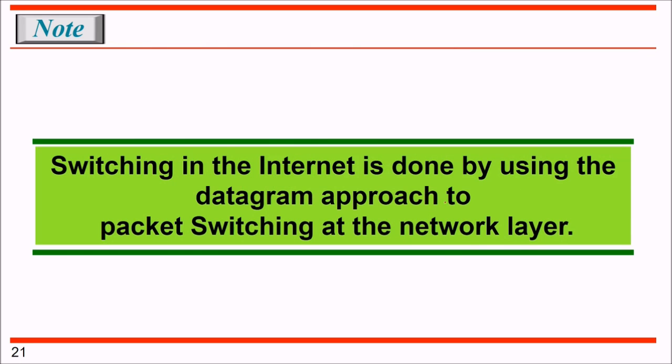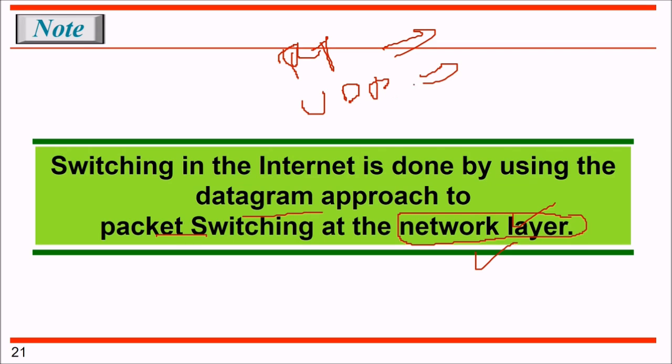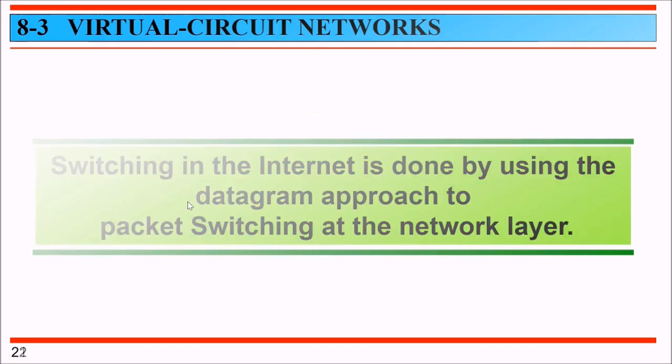The switching in the internet is done by using the datagram approach, that is the packet approach, to packet switching at the network layer. So the network layer plays a very important role in packet switching, and you could say switches work on this layer only. Then above this layer we have the transport layer, which deals with TCP and IP, which is the actual datagram transfer, that can use TCP, the reliable connection oriented, or UDP, unreliable connectionless. These are the datagrams.